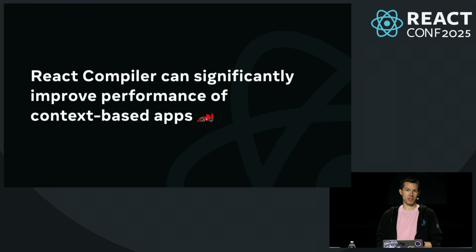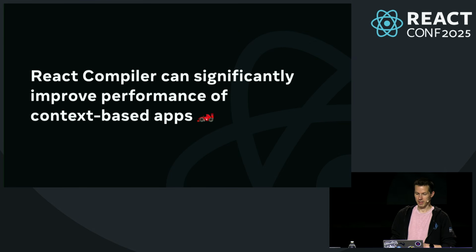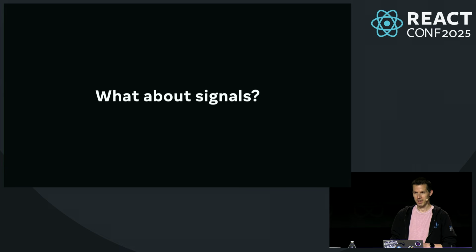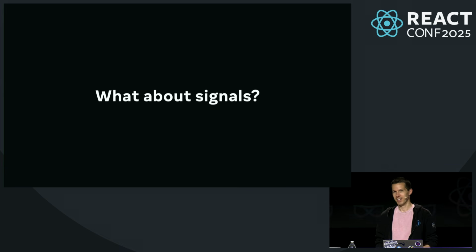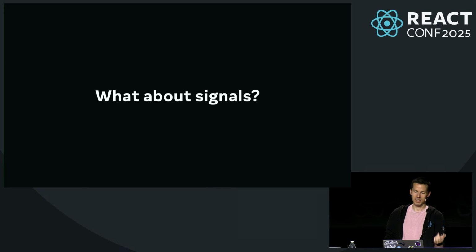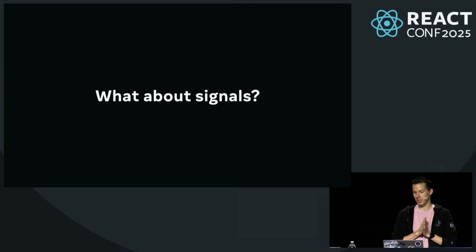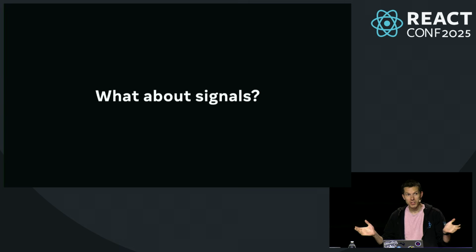Now, this is going to be a recurring question in this talk. Can we go faster? Yes. She's cheated. You saw the dry run. Doesn't count. Now, there's been a lot of noise about signals in the community. What if we use signals? I heard they're fast.